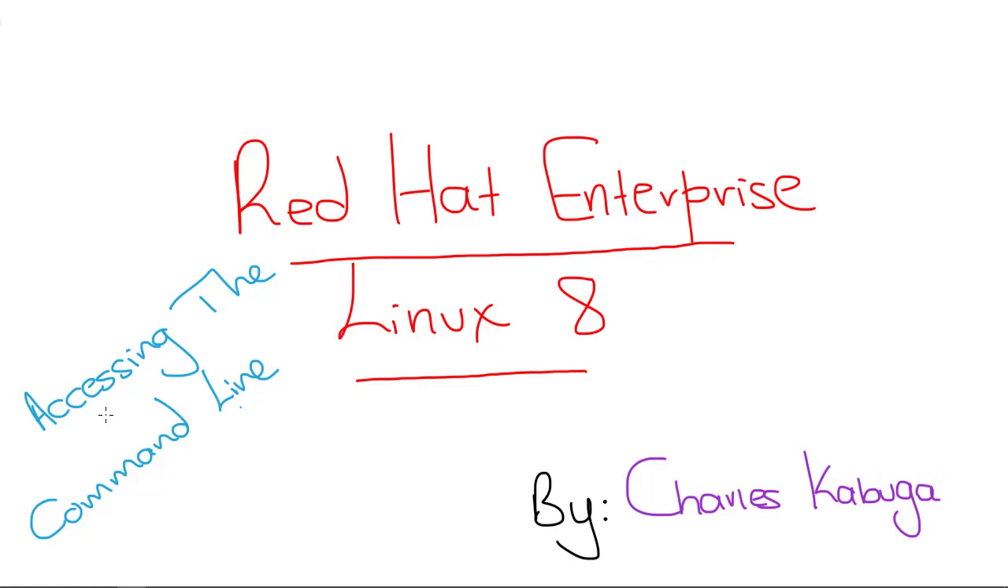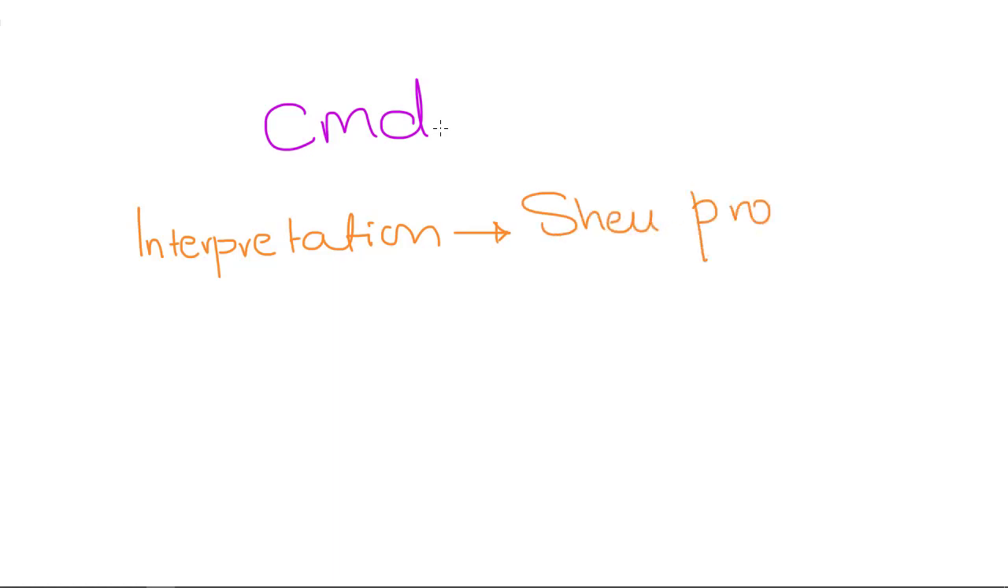Welcome, I'm Charles Kabuga. Now, the command line interface allows us to pass instructions directly into the system. And these instructions are in a language that we can understand, for example, English, but the computer doesn't speak English. It only knows of zeros and ones. And therefore, the commands have to be converted into a form that the computer can consume. This is called interpretation, and the service is provided by a shell program.